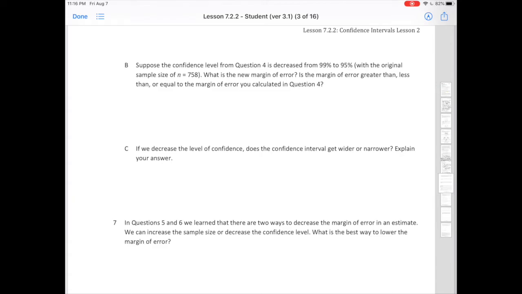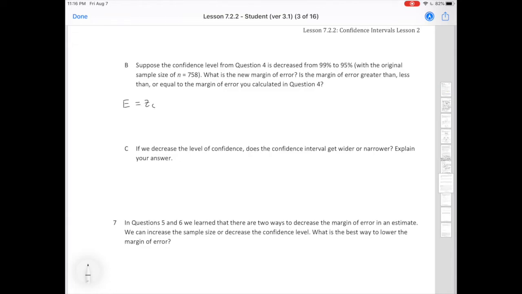Suppose the confidence level from question 4 is decreased from 99% to 95%. So in other words, let's pretend like we keep everything the same. We keep the same sample size from before, 758. The only thing we're changing about problem 4 is we're lowering our confidence to 95%. So question, what is the new margin of error?